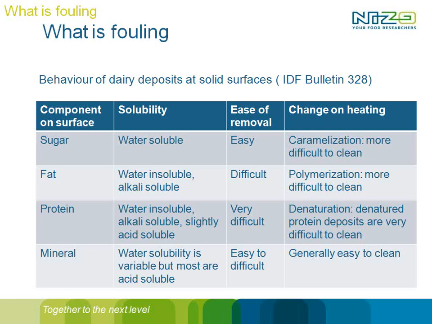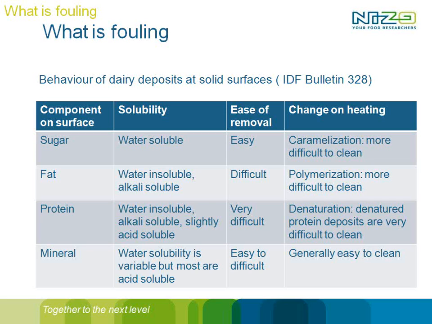Fat is, as we all know, water insoluble and more difficult to remove, especially when you have polymerization, and it's even more difficult to remove. And when we look at protein, it's even more difficult to remove, especially when proteins are denatured. So when they have been heated, proteins start to denature, to unfold, and to react with all kinds of components that are in their neighborhood, and they make a very strong and severe fouling layer, especially on stainless steel, and it makes it very difficult to remove.